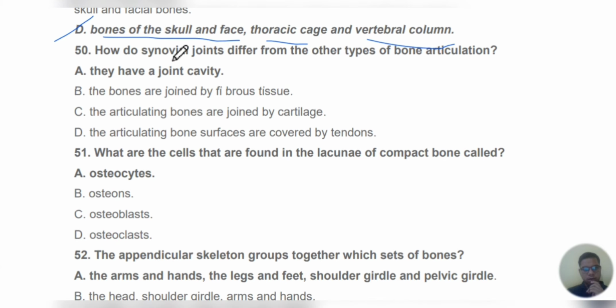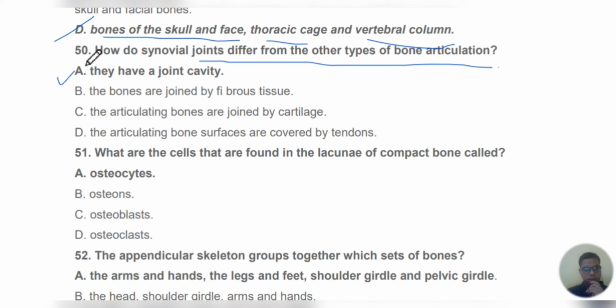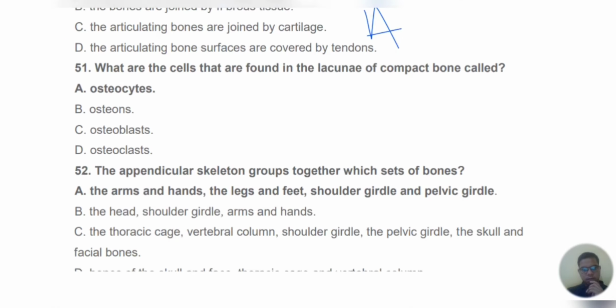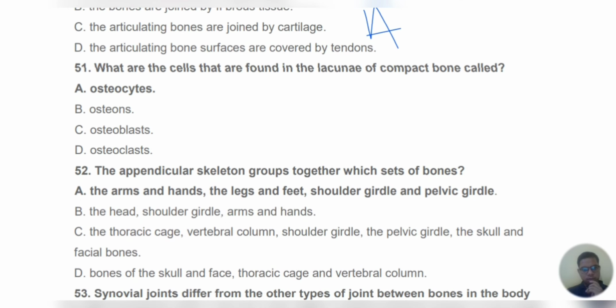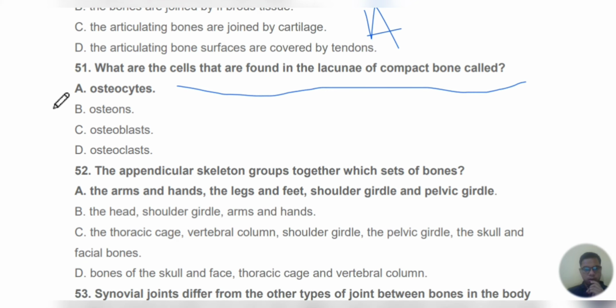How do synovial joint differ from other type of bone articulation? The answer is A, they have a joint cavity. Okay, next is 51 question number. What are the cells that are found in the lacuna of a compact bone called? The answer is A, osteocyte.